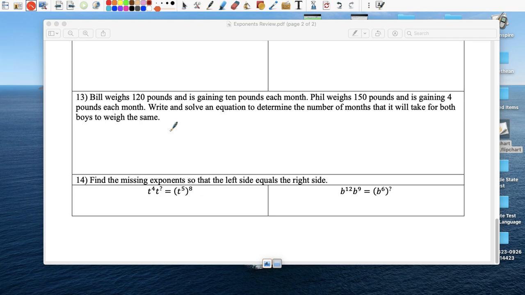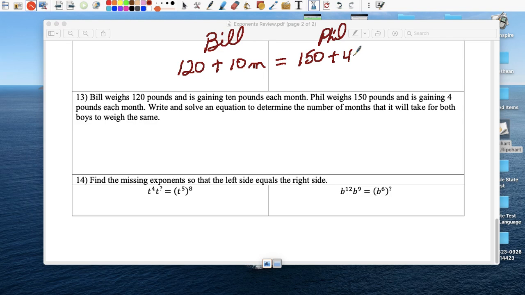Phil weighs 150 pounds, gaining 4 pounds each month. Write and solve an equation to determine the number of months it will take for both of them to weigh the same. All right, so let's talk about Bill. Bill is currently at 120 pounds, plus 10 pounds per month. And then Phil, a little heavier, 150 pounds, plus he's gaining 4 pounds a month. When will these two boys weigh the same?